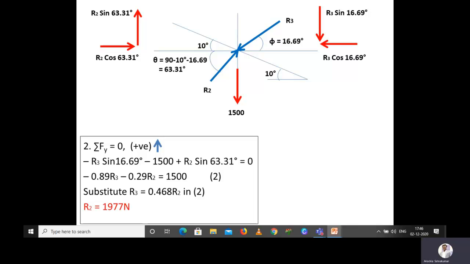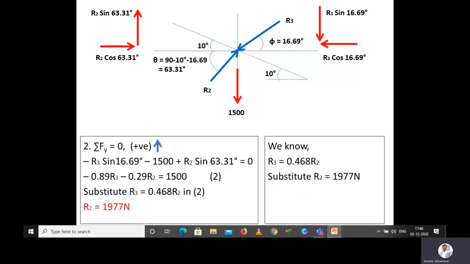Once we got R2, we have another relation based on equation 1, R3 is equal to 0.468 R2. So we can substitute the value of R2 here, that is 1977 Newton, and we will calculate R3 is equal to 925 Newton. So now we got the values of R2 and R3. The remaining things left in our problem are R1 and P. Anyway, we will take the other free body diagram and then we will try to solve that.